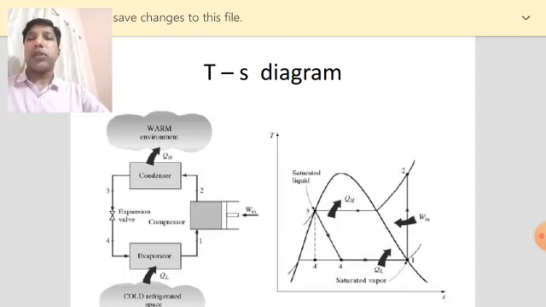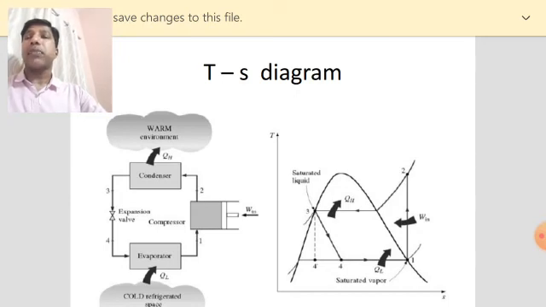Then you have 2-3. 2-3 is a condensation, that is, high temperature, high pressure vapor refrigerant rejects its latent heat to the outside atmosphere, so it is to be condensed. But the point 2 is in the superheated region. So you can see first there is a desuperheating, then only condensation occurs. So in that curve you can see 2-3, the first part, that inclined line, is the desuperheating, and then a straight line parallel to the entropy axis, or constant temperature, that is the condensation.